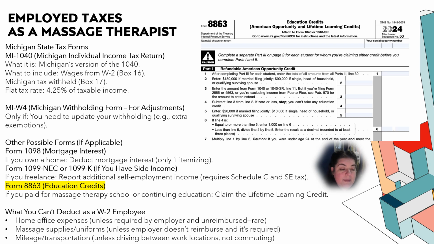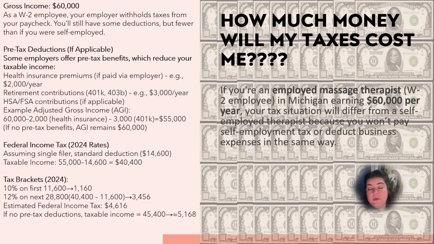All right. That being stated, what is the difference? What is tax going to look like now as an employee? Okay, so now you've made $60,000, all right, but you're an employee, not self-employed. As an employee, your employer is withholding your taxes from your paycheck already. So you might have some deductions, but way less, probably none, honestly. There are some pre-tax deductions, pre-tax benefits that reduce your taxable income. Those are things like your health insurance premiums, retirement contributions, if you have a health savings account.